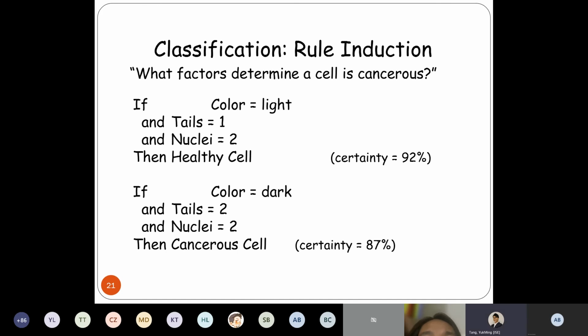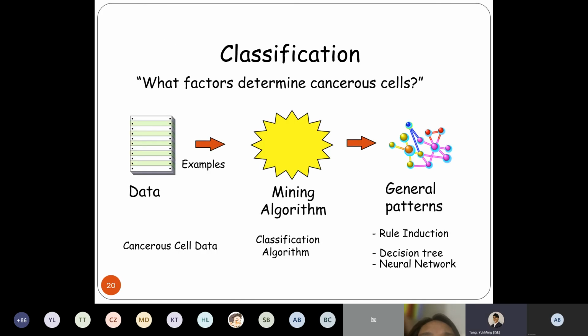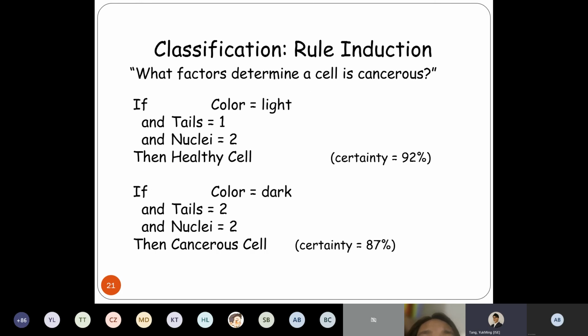As mentioned, for the classification, you may want to find out some classification items or features. For example, you want to determine whether a cell is a cancer cell. Then you may want to identify it based on the color, the number of cells, the number of nuclei, and then you can find out the answer. This approach is called the rule-based reasoning approach or rule induction approach.